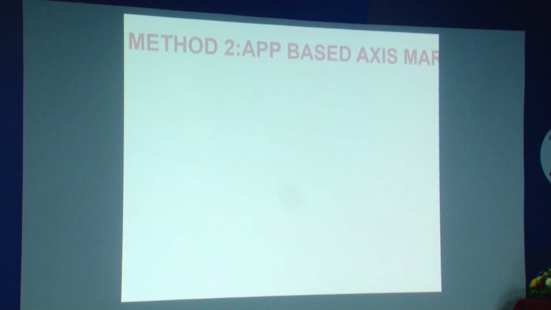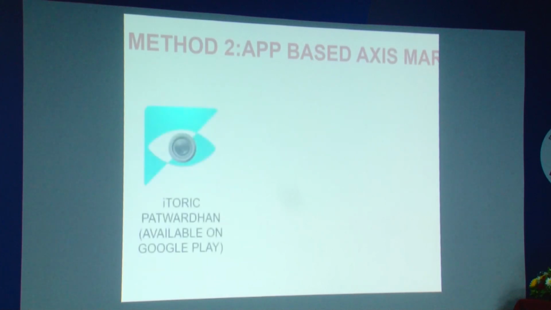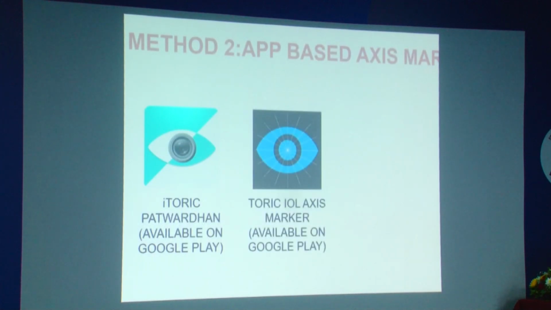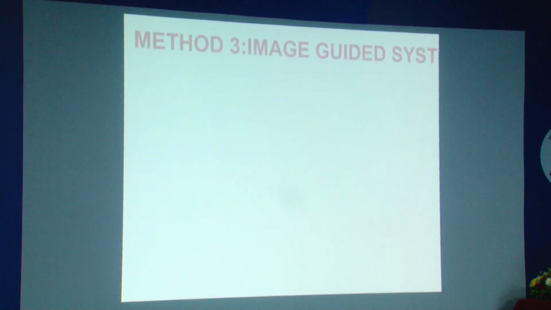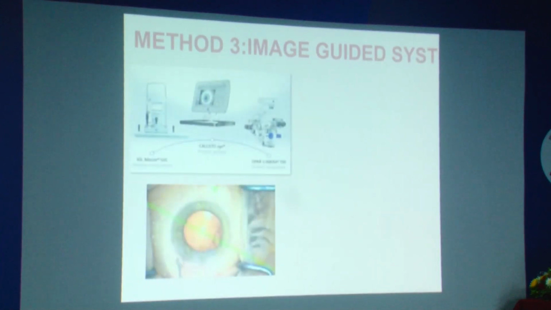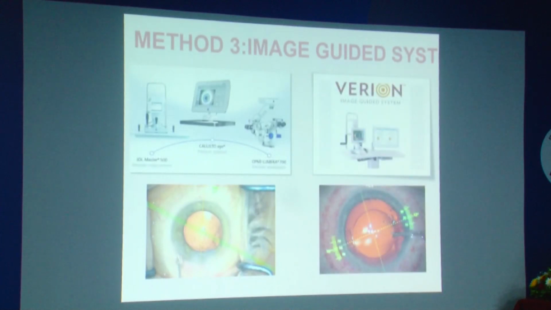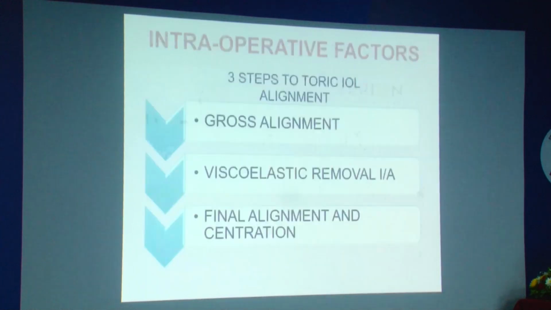Since everyone has been using smartphones, we can also have various smartphone apps which are available today for getting the 0-180. That is, you have one from Dr. Saurav Patwardhan, you have a toric axis marking app called Tor axis, or a Toricam axis which Dr. Graham Barrett has released on the App Store. Image guided systems are another good method where you get a markerless system, and from this markerless system one can align the lens to the right axis.